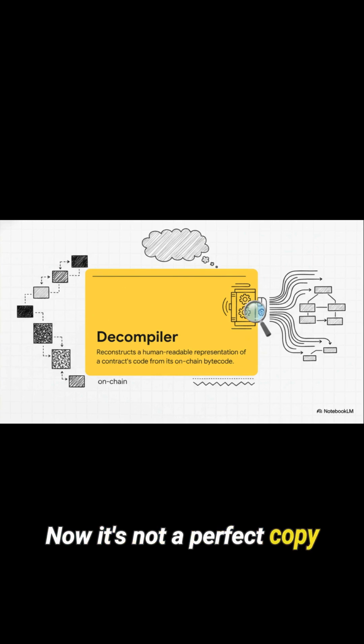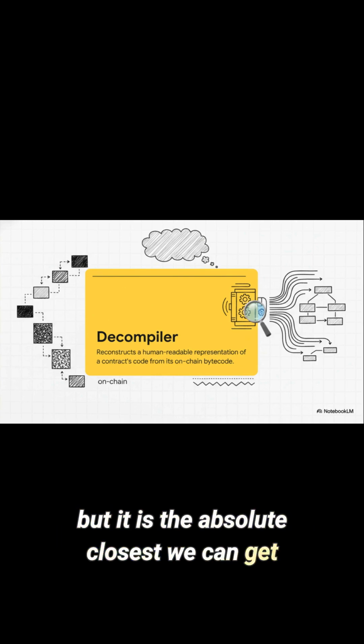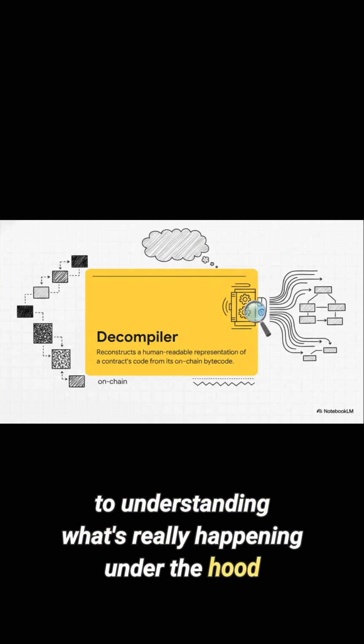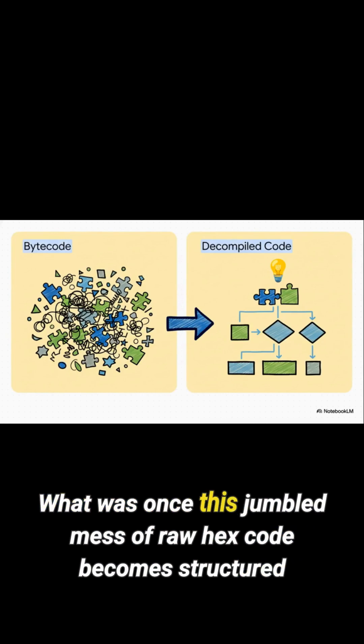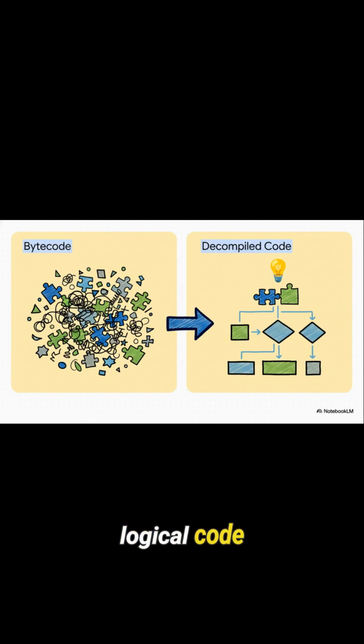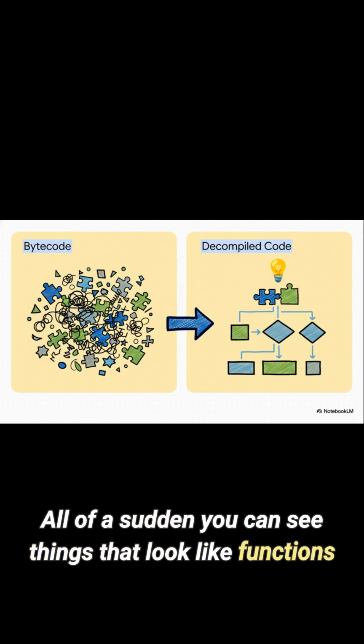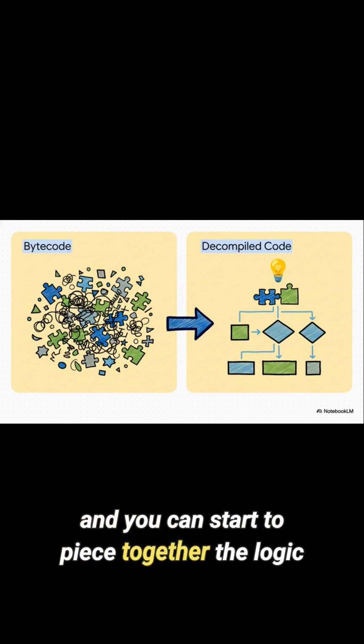Now, it's not a perfect copy, but it is the absolute closest we can get to understanding what's really happening under the hood. And the difference is just night and day. What was once this jumbled mess of raw hex code becomes structured, logical code. All of a sudden, you can see things that look like functions, variables, and you can start to piece together the logic.